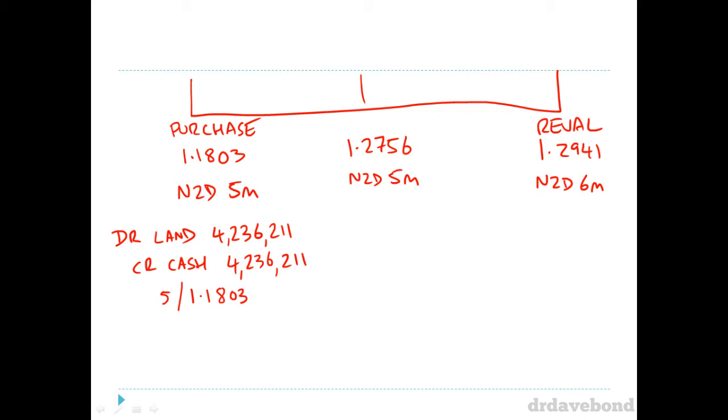So first up, let's get whatever the value of this happens to be. So 5 million divided by 1.2756 gives you 3,919,724. So what I might do is I'll put this under here. So we've gone from a value of 4.236 down to a value of 3.919. That would look like the asset's impaired. It's been carried too much on the Australian books for what it's worth from an Australian perspective.